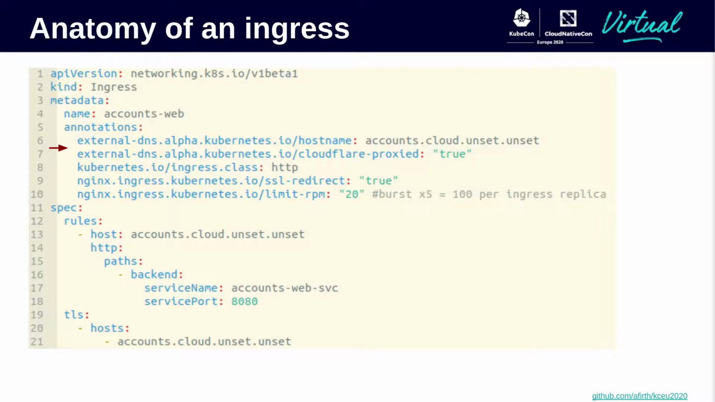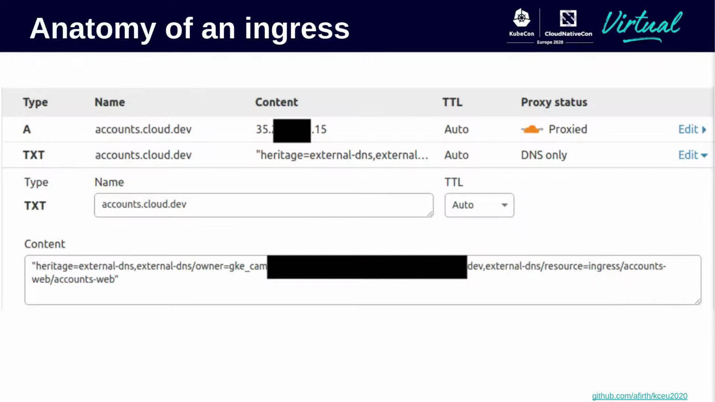External DNS is the first controller we'll look at. It's going to create some DNS records on Cloudflare for us when it sees this ingress. Here you see it working. It's created an A record pointing to our load balancer and a TXT record that this particular external DNS owns it. If the ingress is deleted, it will delete both. Another copy of external DNS won't override it unless the TXT record matches what it's looking for.